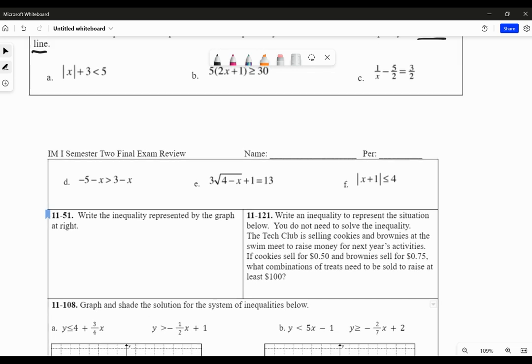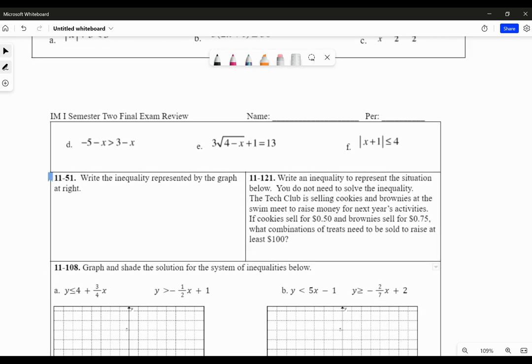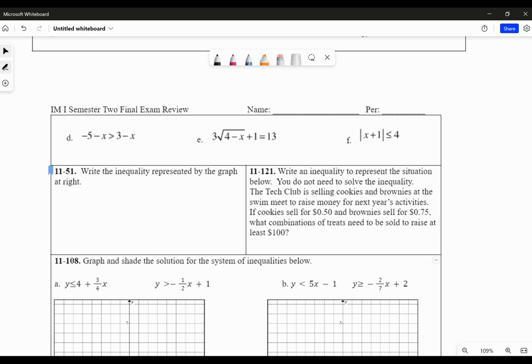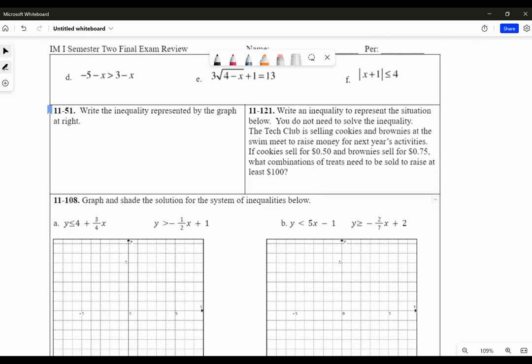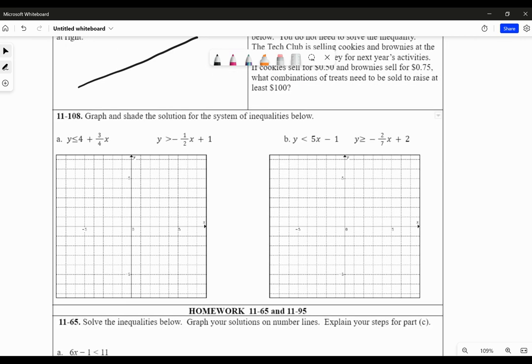This next one, write an inequality represented by the graph at the right. Write an inequality to represent the situation below. Okay, that's good. So this one right here, write an inequality represented by the graph at the right. I don't see a graph here, so make sure you cross that one out. I'm not sure what you're even supposed to do there, so make sure you cross that one out.